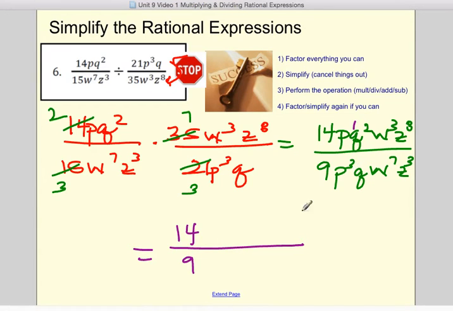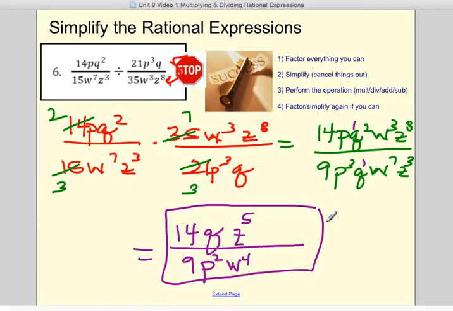P to the first and p to the third, so it's going to be p squared in the denominator. Q squared and q to the first, so it's going to be q in the numerator. W, 7's in the bottom, so I'm going to take 7 minus 3, which gives me w to the fourth. And my z, z to the 8th is the bigger one, so 8 minus 3 is 5. So we have 14q z to the 5th over 9p squared w to the 4th, and that's my final answer for number 6.